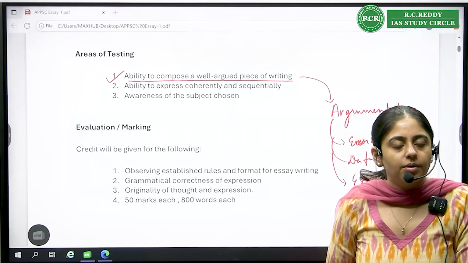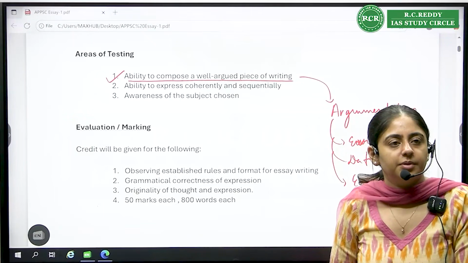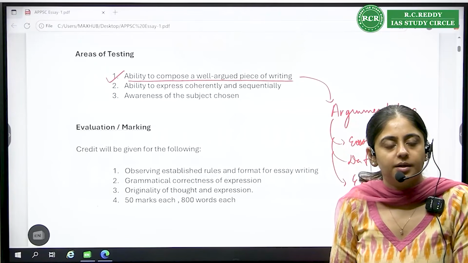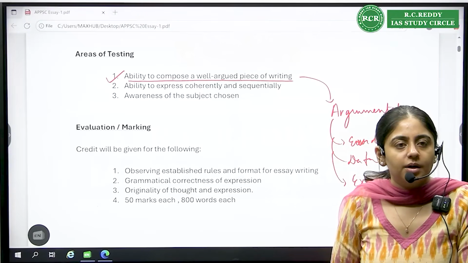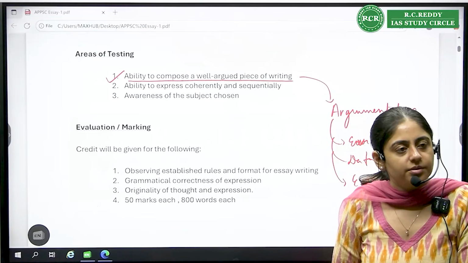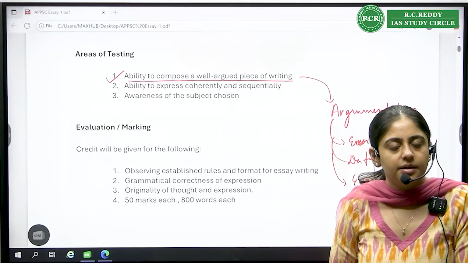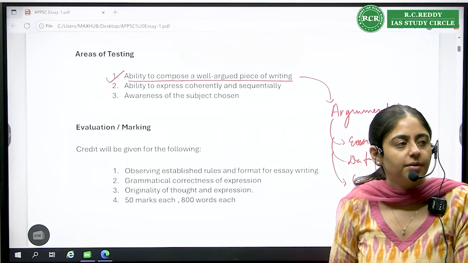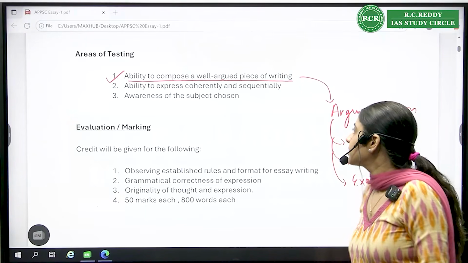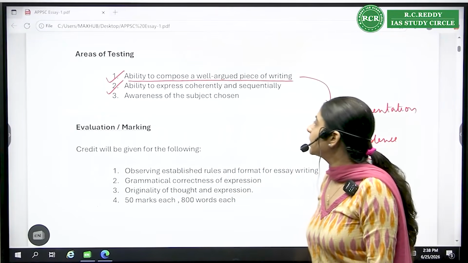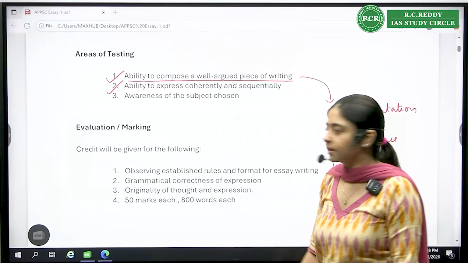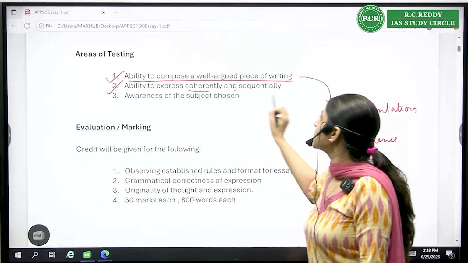Right? So your essay should look like that. Whatever point of view you are presenting, you're not just writing it randomly. You have points to prove it also. Are we clear here? Any doubt? Okay. Now the second point, which UPSC says, is the ability to express coherently and sequentially.